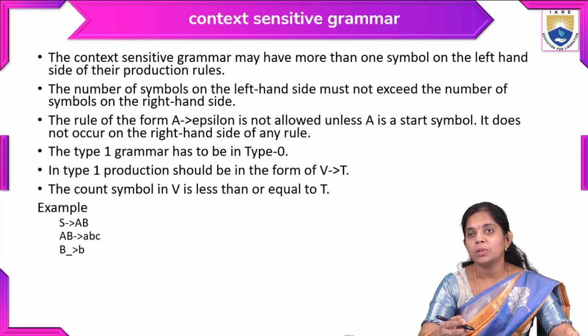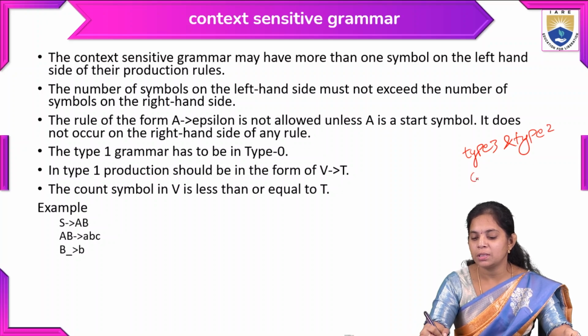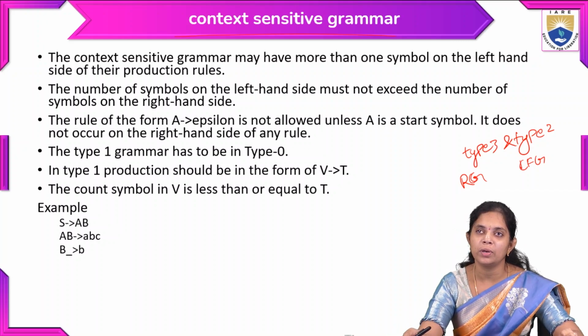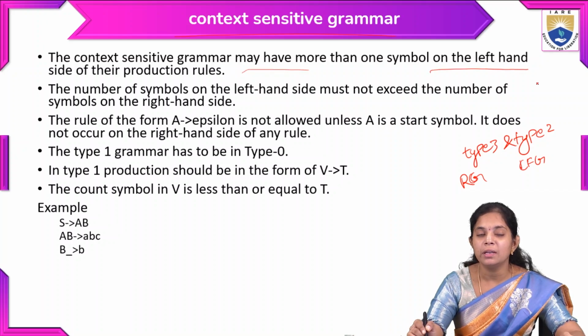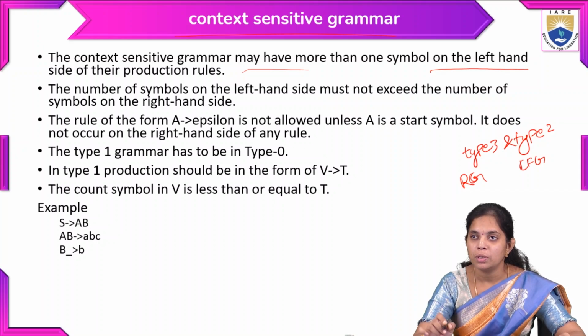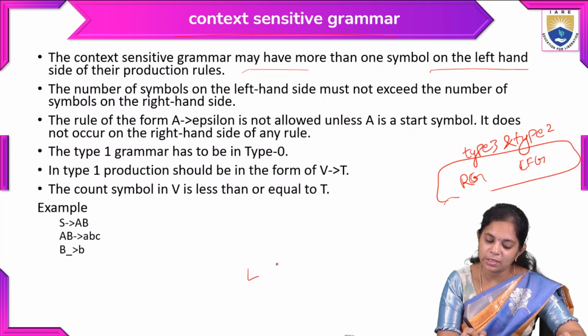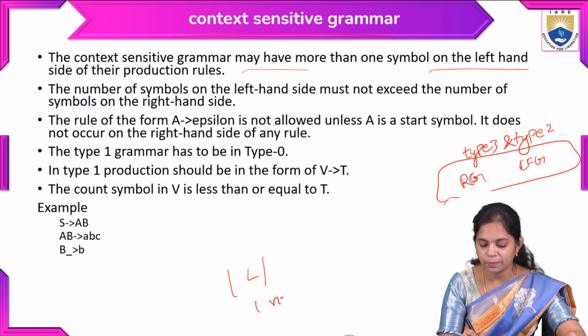And now the context sensitive grammar. Till now we have discussed type 3 and type 2. Type 3 is a regular grammar and type 2 is a context free grammar. Now we will discuss type 1, which is the context sensitive grammar. A context sensitive grammar may have more than one symbol on the left hand side of the production rule. In the two earlier grammars we observe that the length of the left hand side of the production rule is equal to only one, and that is also a non-terminal.